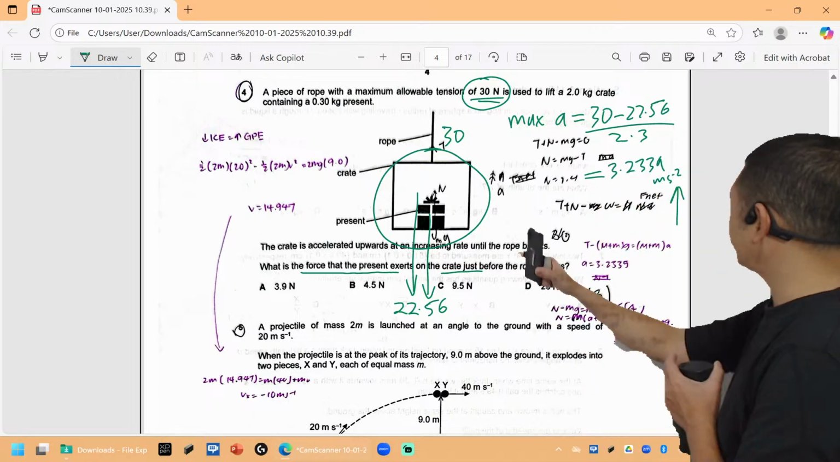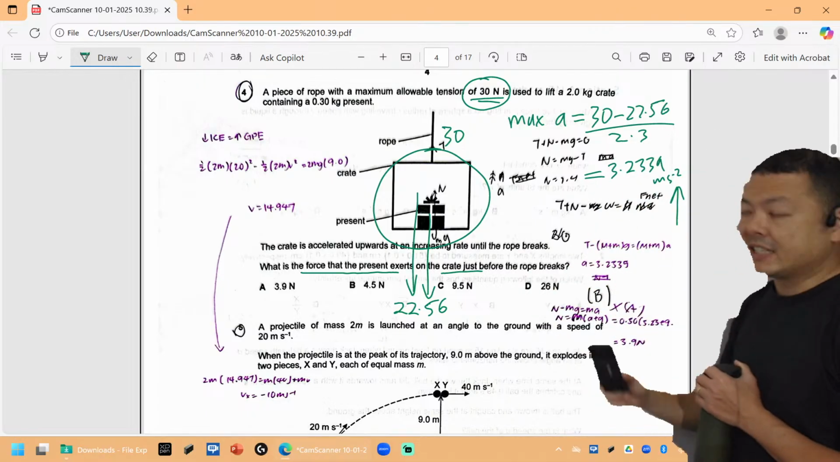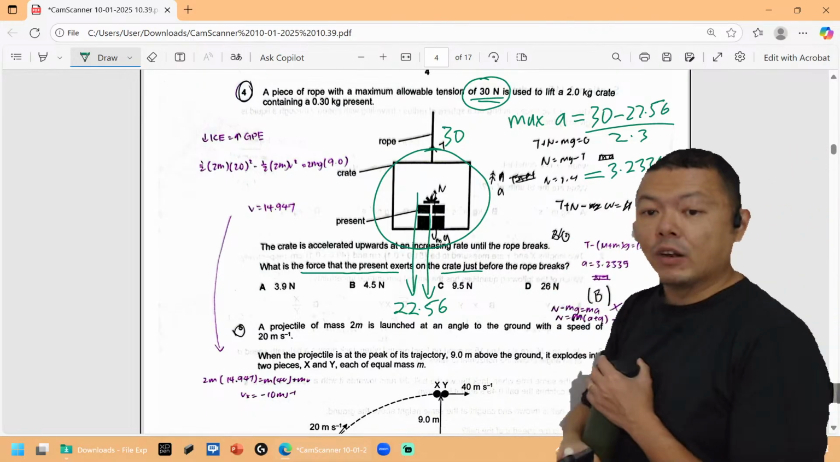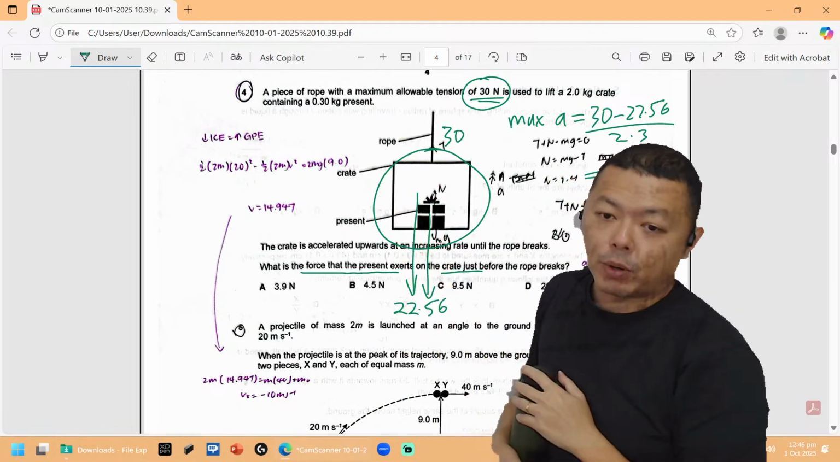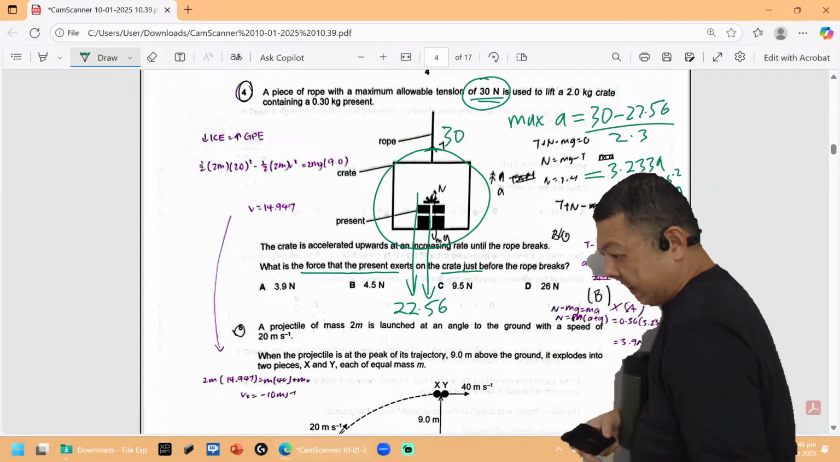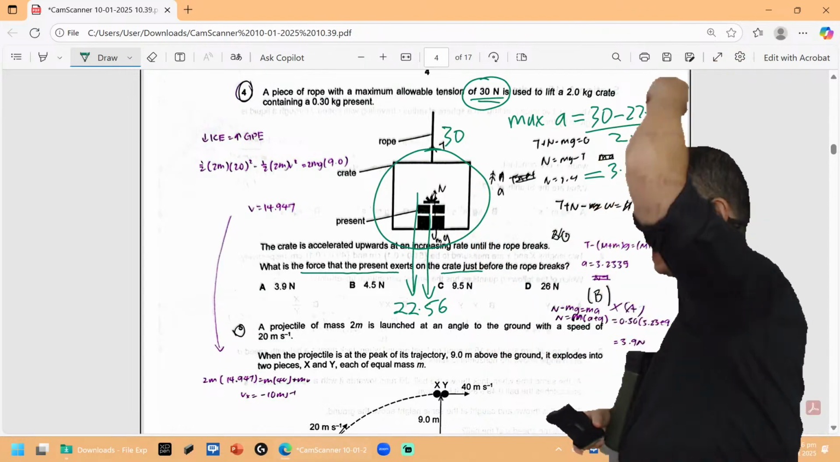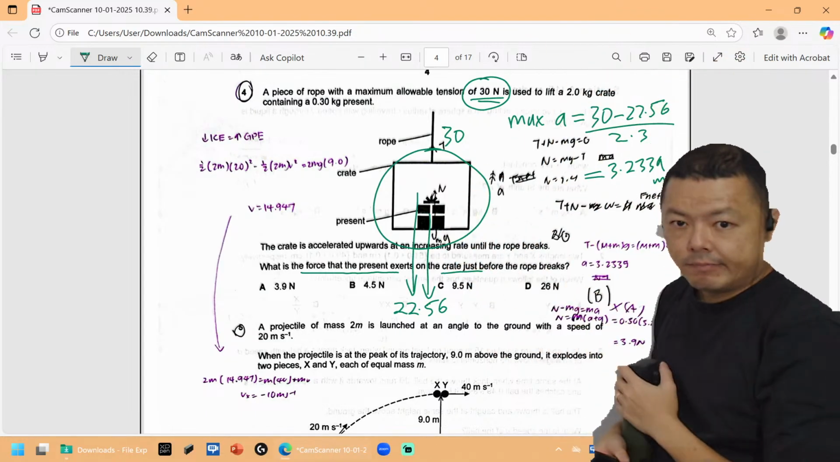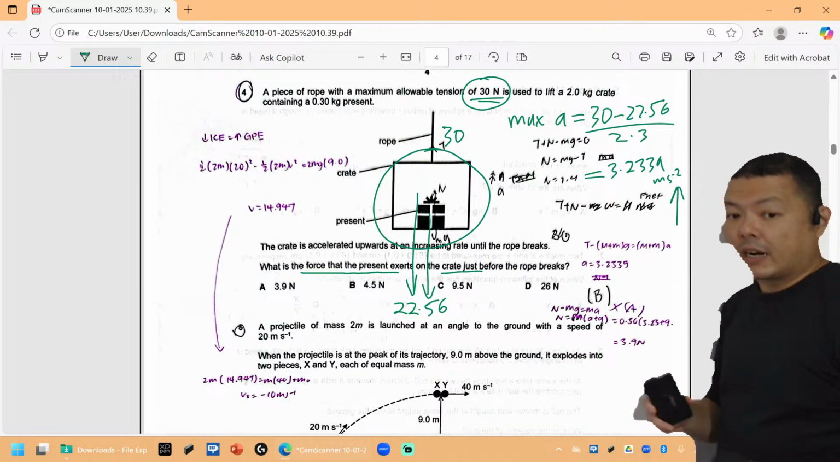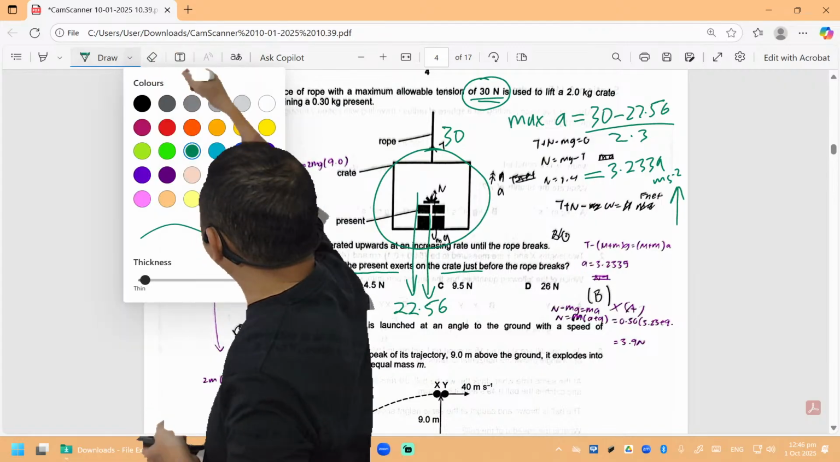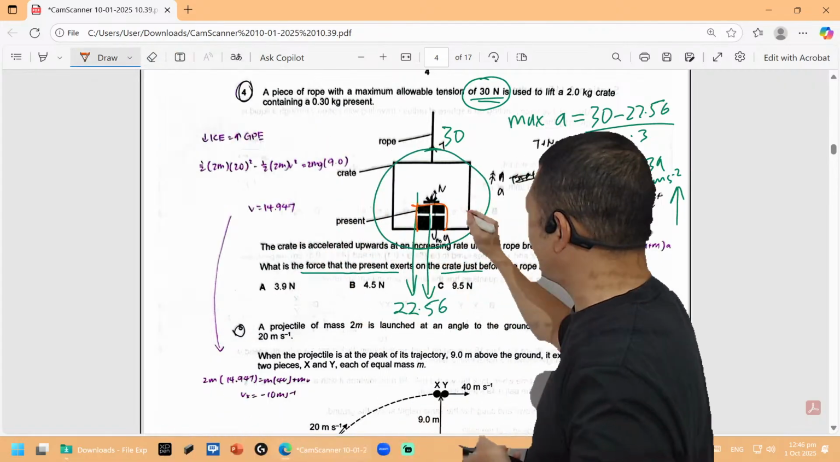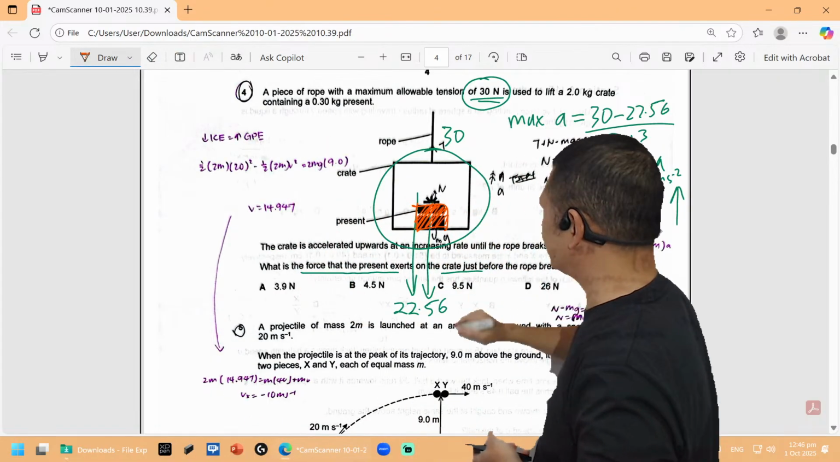If you try to accelerate more than this, let's say you try to accelerate at 4, in order to accelerate at 4, you need more tension. So that's not possible, because if you try to do that, you pull it up really hard, and the thing will snap. Okay? So now you have to look at the present. Now we isolate the present. Down here, this is the present.